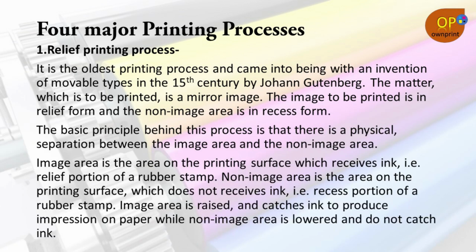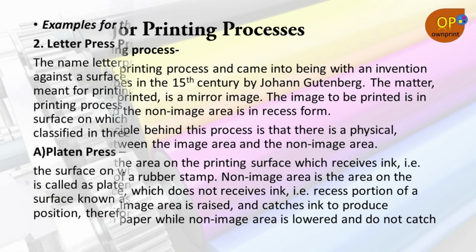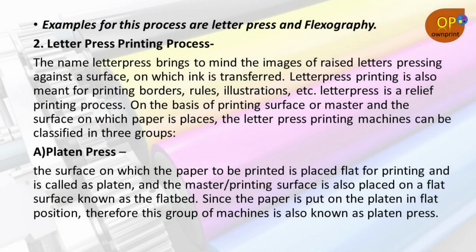Image area is the area on the printing surface which receives ink, that is the relief portion of a rubber stamp. Non-image area is the area on the printing surface which does not receive ink, that is the recessed portion of a rubber stamp. Image area is raised and catches the ink to produce the impression on paper, while non-image area is lowered and does not catch the ink. Examples of these processes are letterpress and flexography.